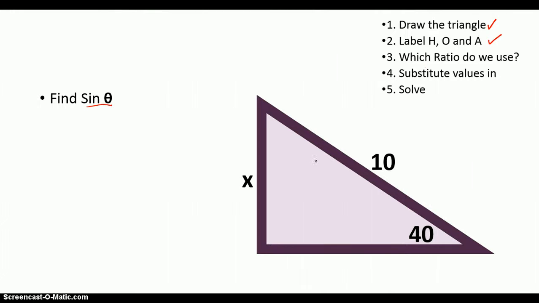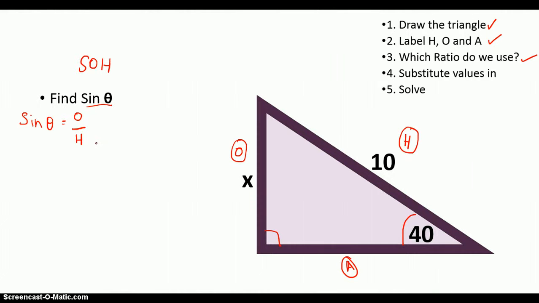So with H, O, and A, what we're going to do is look at our reference angle. Our reference angle's right there. So which side is going to be our hypotenuse if our 90 degrees is right there? That's going to be our hypotenuse, that side's going to be our opposite, and this side will be our adjacent. Now since the question says find sine theta, we already know which ratio we're going to be using. So I'm going to say, okay, sine theta is opposite over hypotenuse, if you remember.